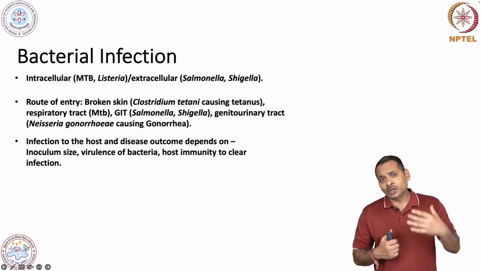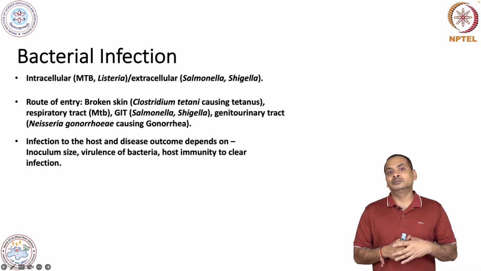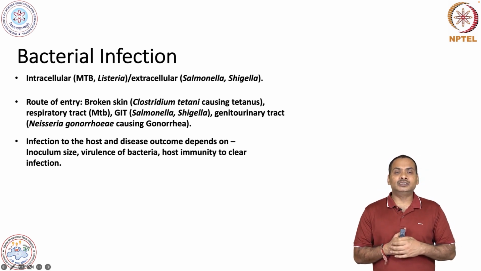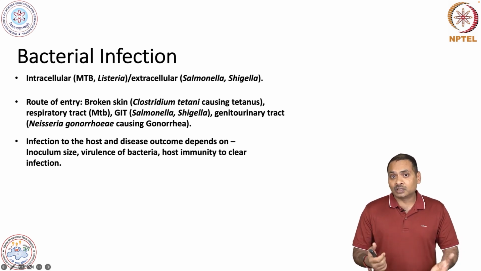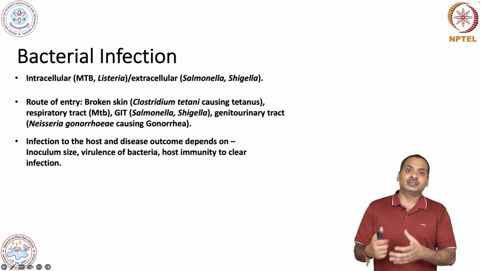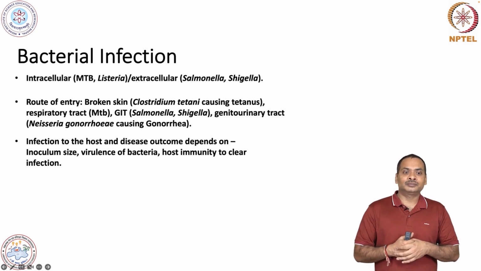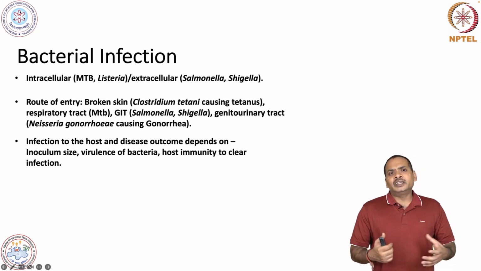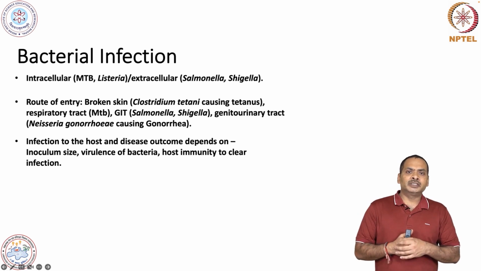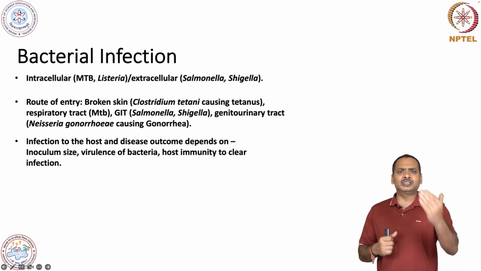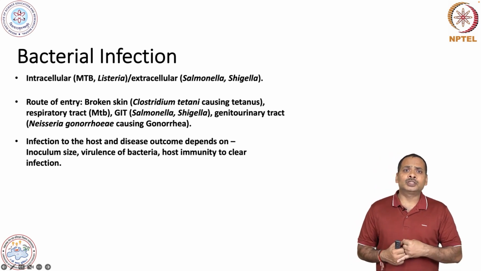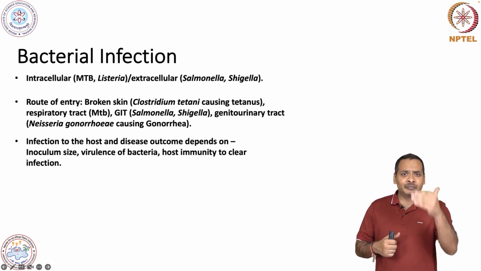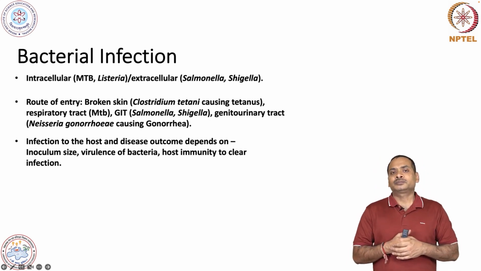Another is virulence of the pathogen, the bacterial infection. If it is extremely virulent, then very small doses of these bacteria are sufficient to establish infection and cause disease. Another very important factor is host immunity to clear the infection, which is dependent on various factors. The first and most important factor is the genetic makeup of the host.